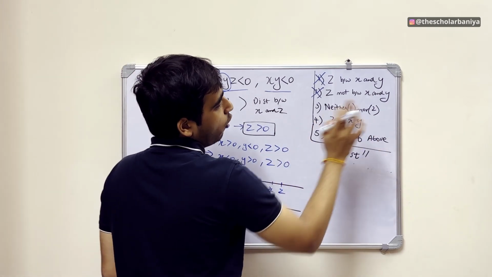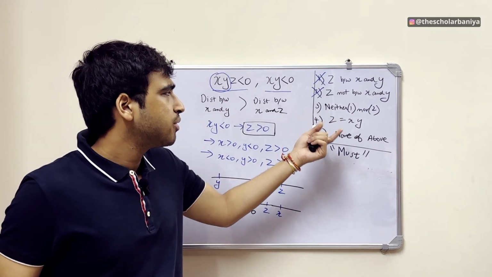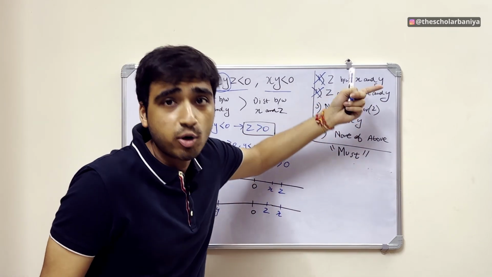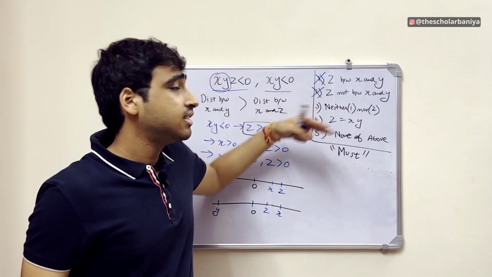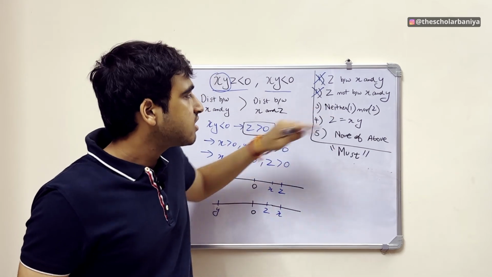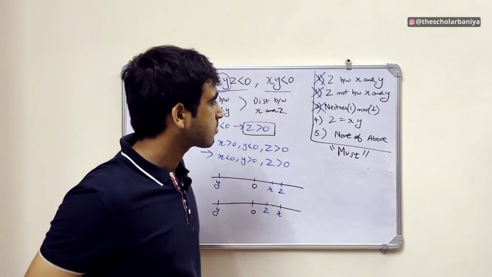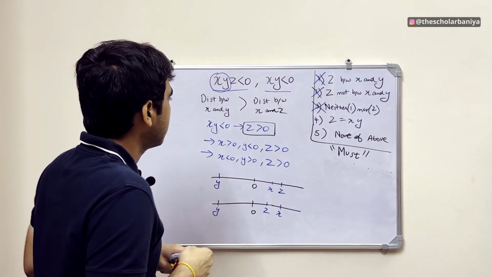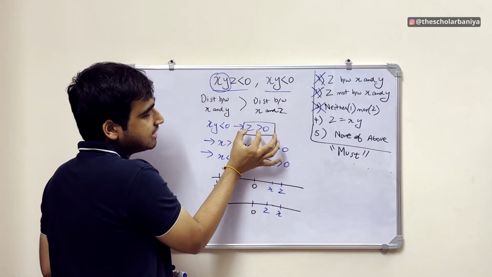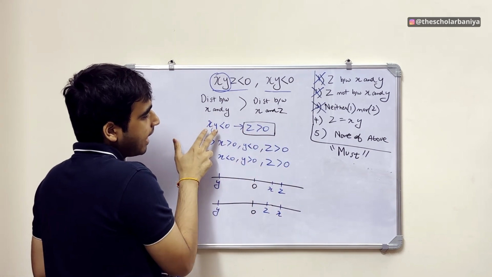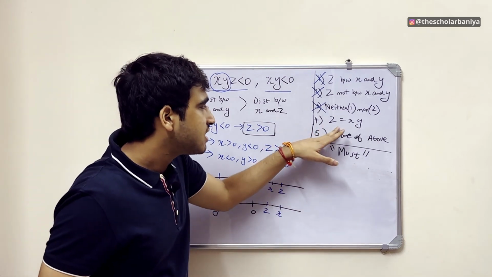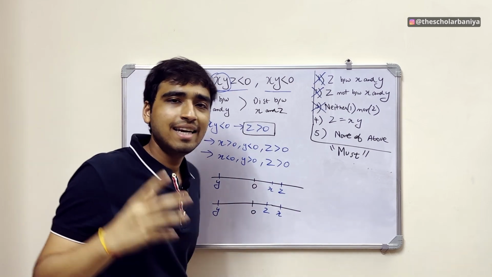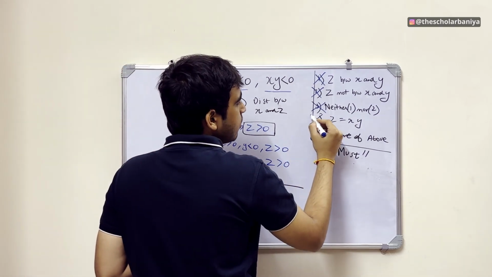So neither one nor two is also wrong, because one is possible, and the second is also possible in some cases. So this answer becomes absolutely wrong. Now, z is equal to xy. We already said that z is greater than 0, and xy is less than 0. So this is impossible, that a positive equals a negative. This can never happen. So this is also false.